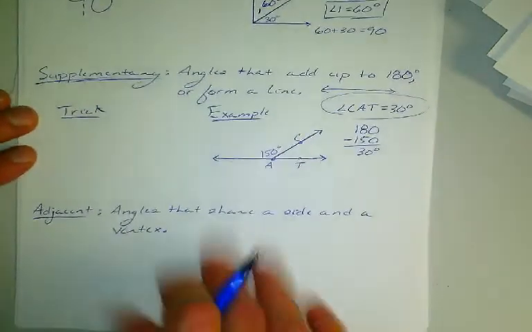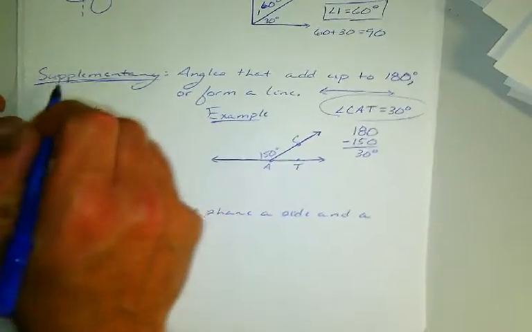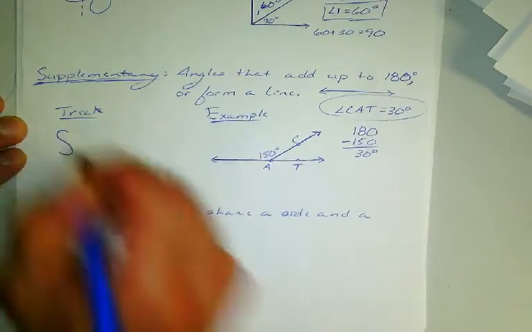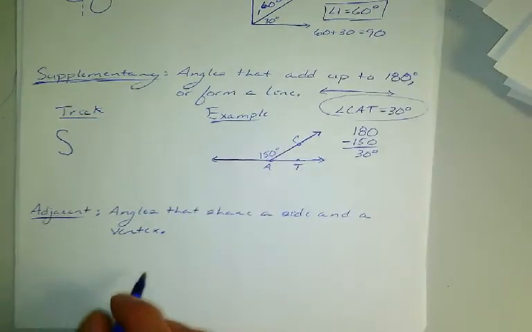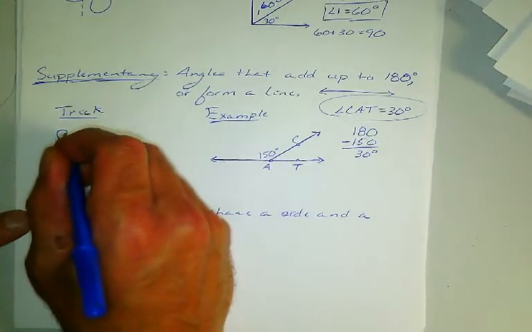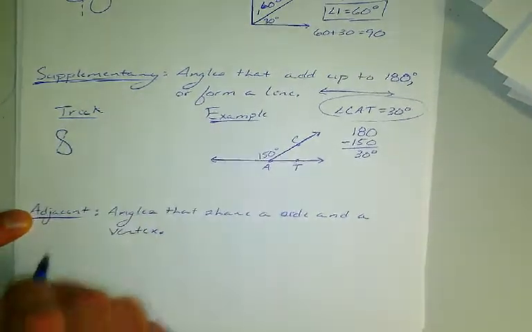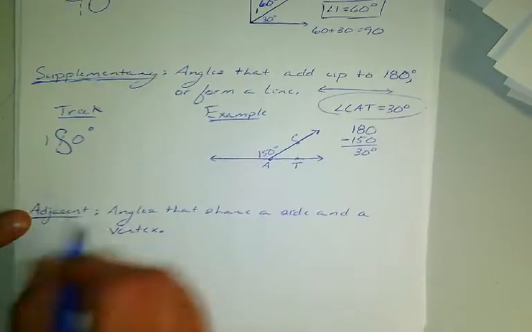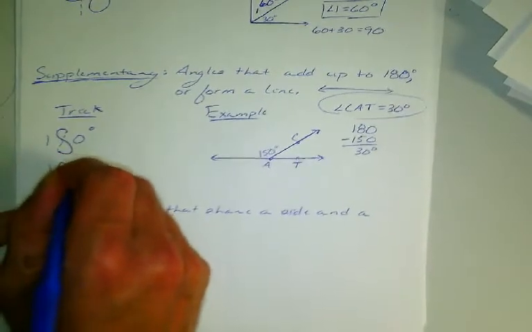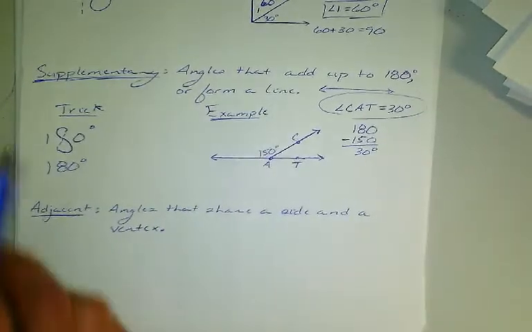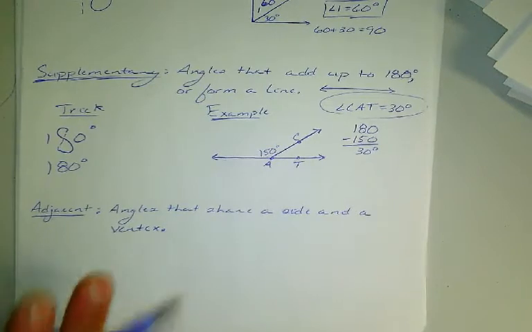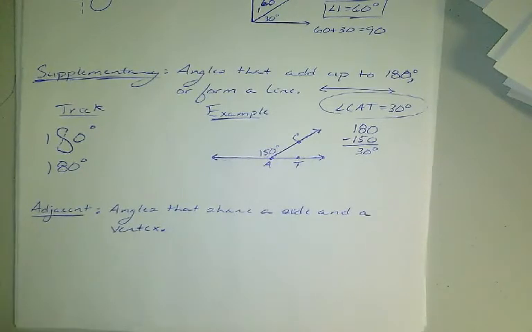The trick for supplementary is supplementary starts with S. You draw an S. Well, guess what number an S can be turned into? It can be turned into an 8 for 180 degrees. So that's kind of a goofy 180, but you turn the S into an 8. That should remind you of 180 degrees. So those are the two tricks. I think I asked you about that on your challenge board.